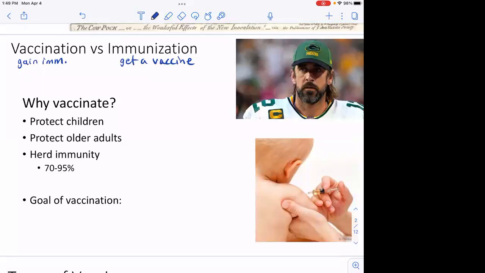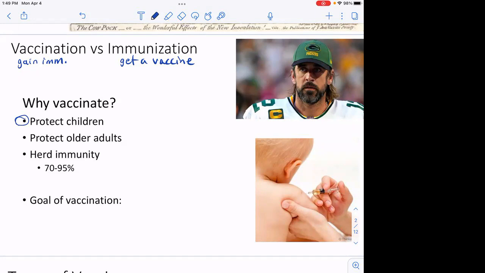Why should we vaccinate? I'm not just talking about COVID, we'll talk about that more. But in general, our goal in vaccination has primarily been to protect young children. We talked about how there are some pathogens that the immune systems of young children don't recognize very well.